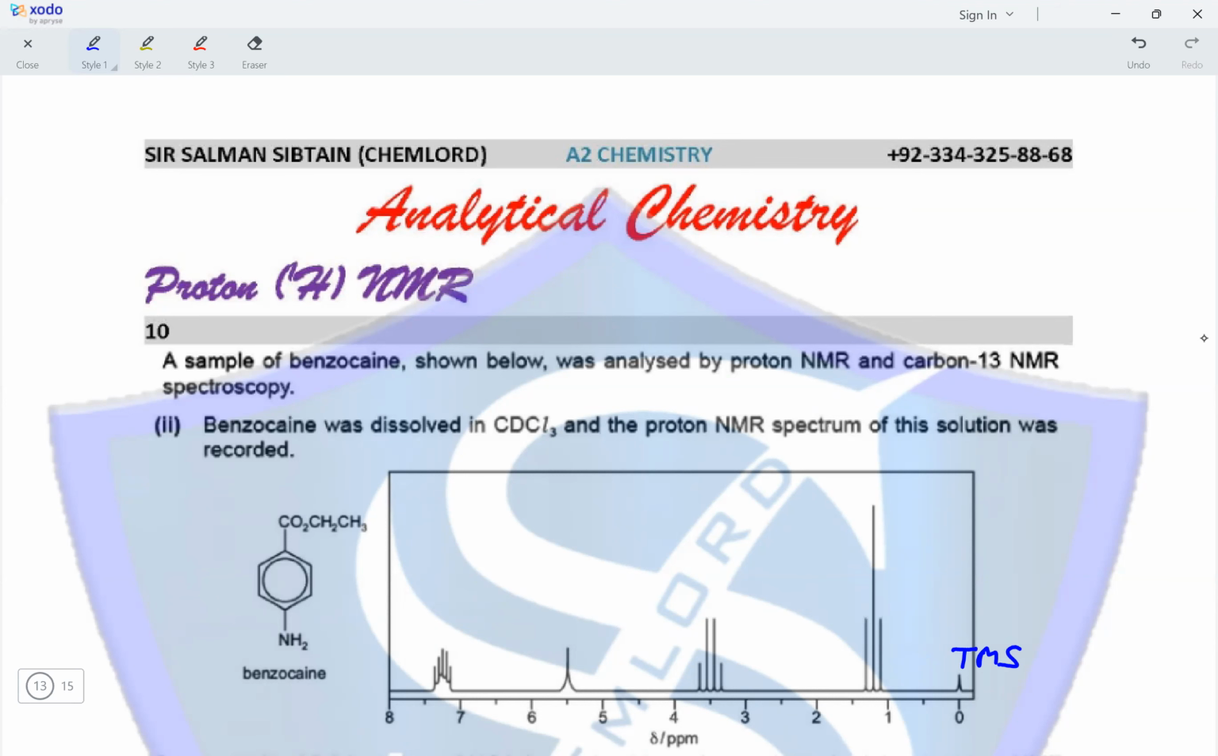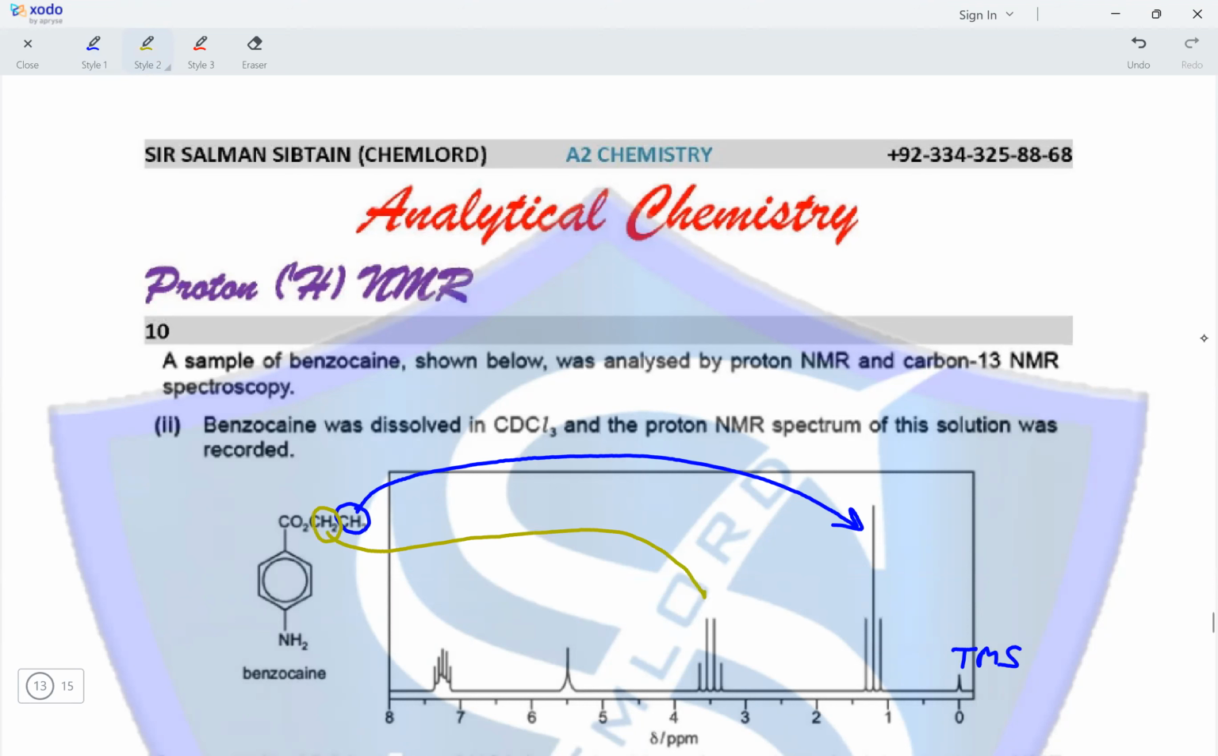So the peak between 1 and 1.5 ppm is next to a CH2 group. That means it is in the alkyl range. So this has to be the CH3 group present in benzocaine. Then we have a peak between 3 and 4, which would be an alkyl group next to oxygen. So that would correspond to the CH2 group present.